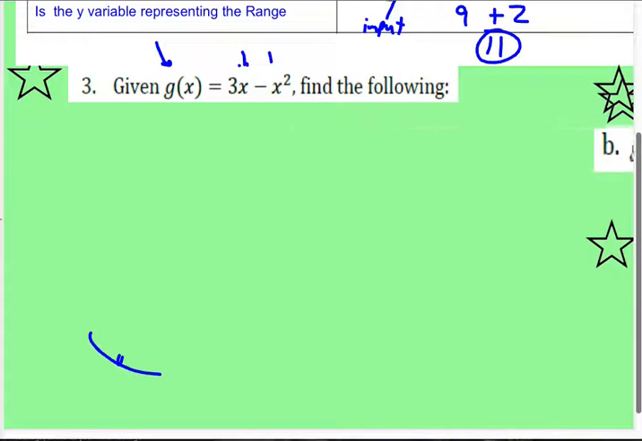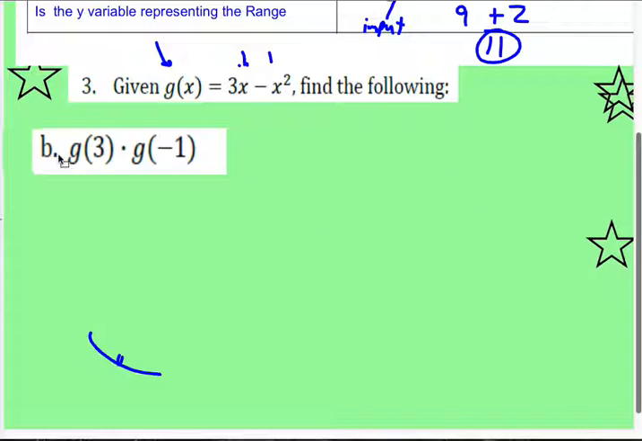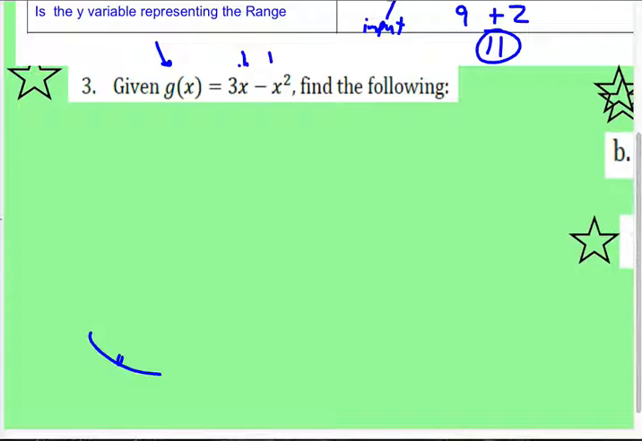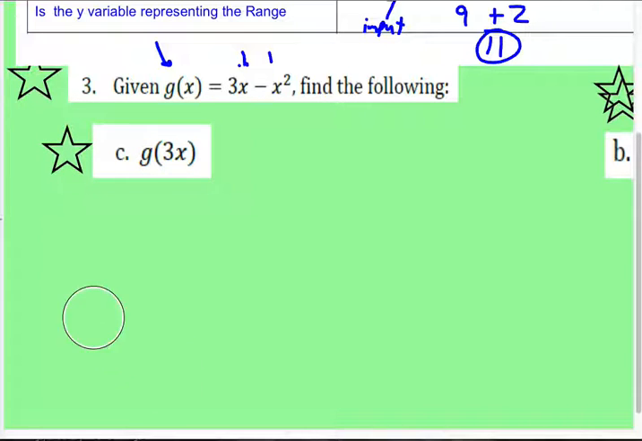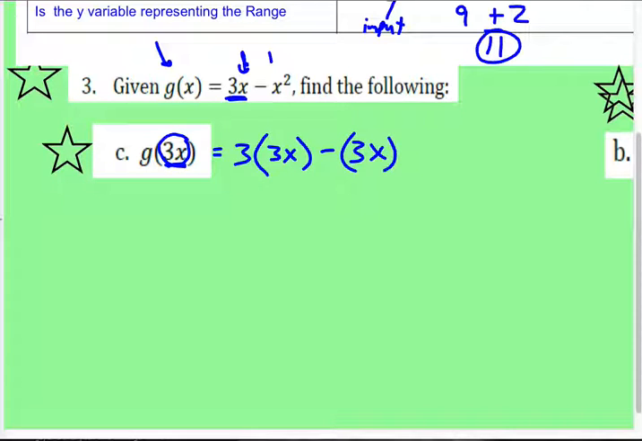Okay, what do we got here? Next one. Oh, already did that one. Okay. G of 3x. Now we're not just plugging a number into our function. Now we're plugging this whole thing, a little variable term, 3x. It looks complicated, but wherever I see an x right here, I'm going to input 3x. So 3x becomes 3 times x, which is 3x, because that's what we're inputting here, minus the 3x squared.